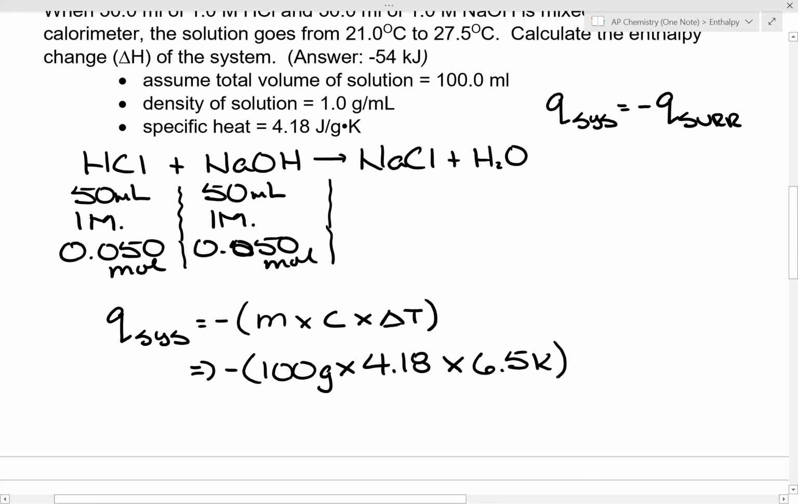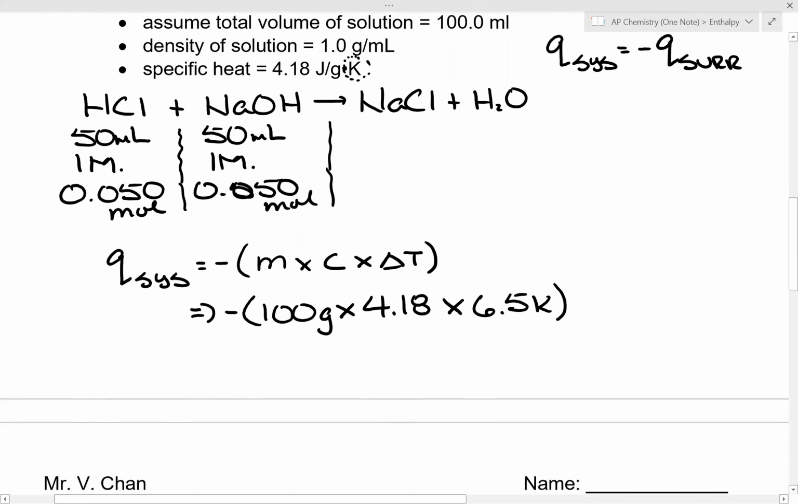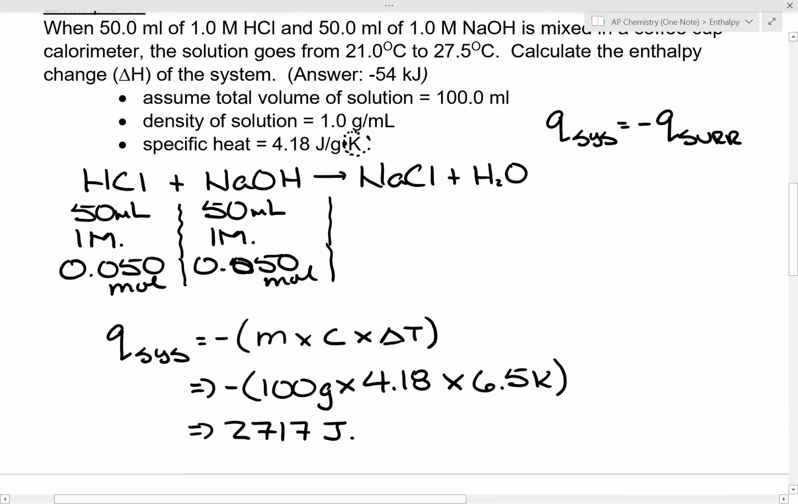Now, why did I change it to Kelvin? It is because I have the units of Kelvin in my specific heat. In this particular case, since I'm looking at the difference in the temperature, it doesn't matter if I use degrees Celsius or kelvins, the difference is exactly the same. So if I have 100 times 4.18 times 6.5, I get an answer of 2717 joules.